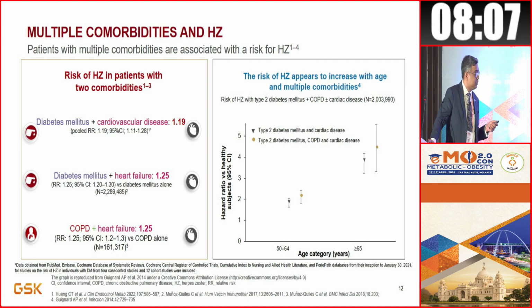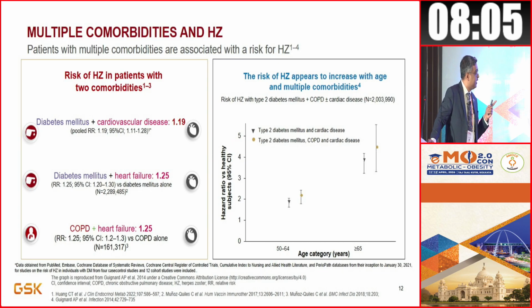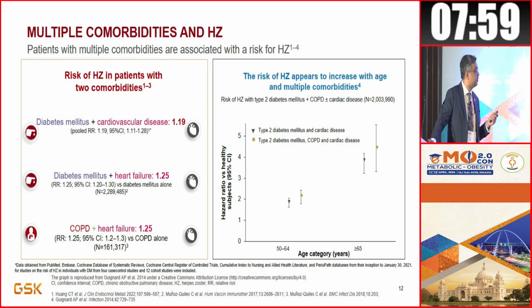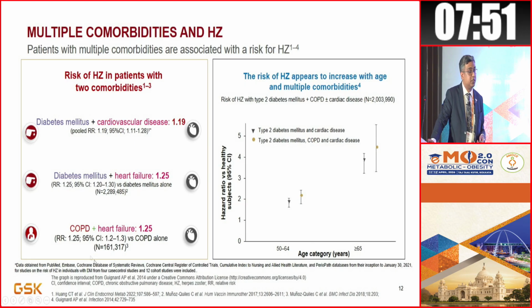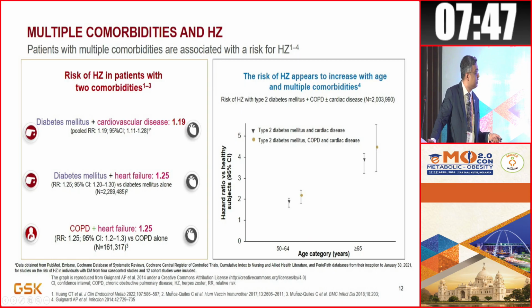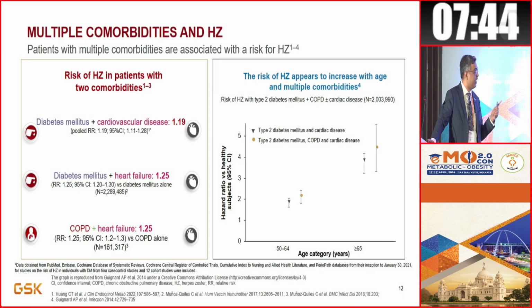Now, this study shows you that if you have one disease, your risk goes up, that I showed in the previous slide. Here we are showing that if there are two diseases together, suppose diabetes mellitus with cardiovascular disease, diabetes mellitus with heart failure, or even COPD with heart failure, your risk is even higher. Now, this right-hand panel shows you two age bands, right? One is 50 to 64, and another is more than or equal to 65.